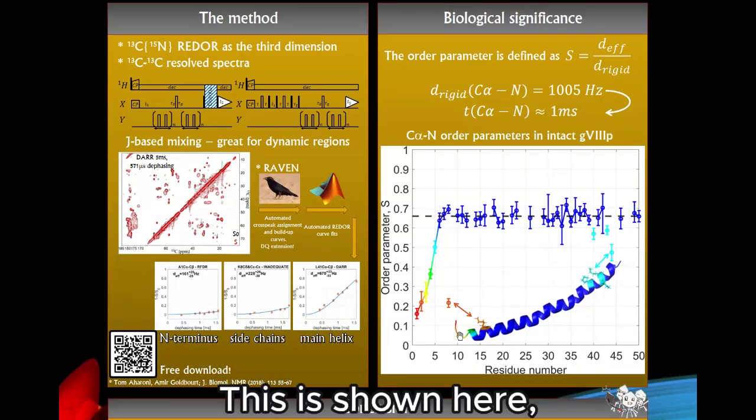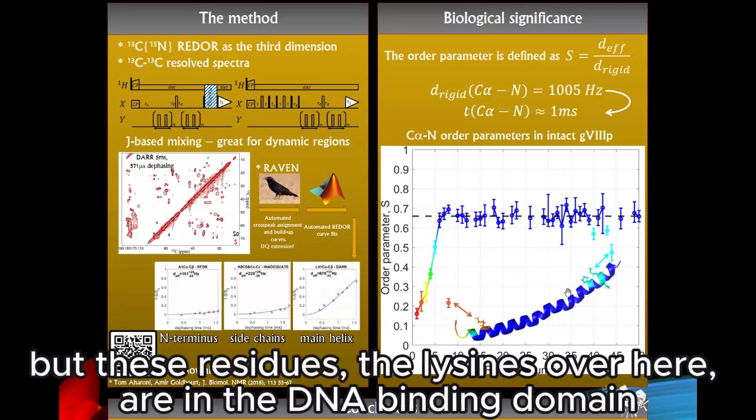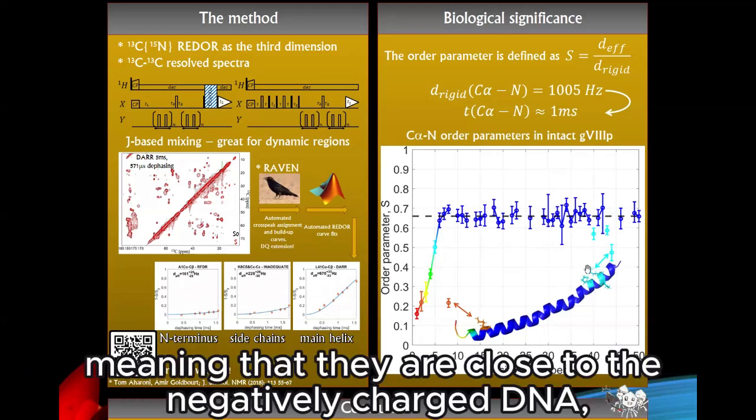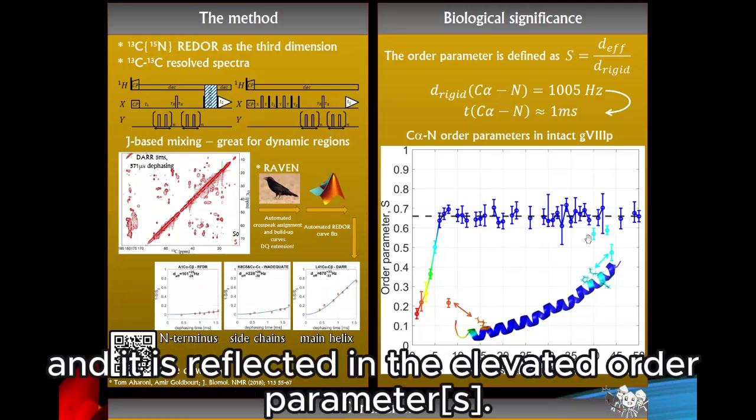In addition, we can probe dipoles of residues that contain a CN bond. This is shown here. We have this lysine side chain that is quite flexible, but these residues, the lysines over here, are in the DNA binding domain, meaning that they are close to the negatively charged DNA, and that restricts their motion, and it is reflected in the elevated order parameter.